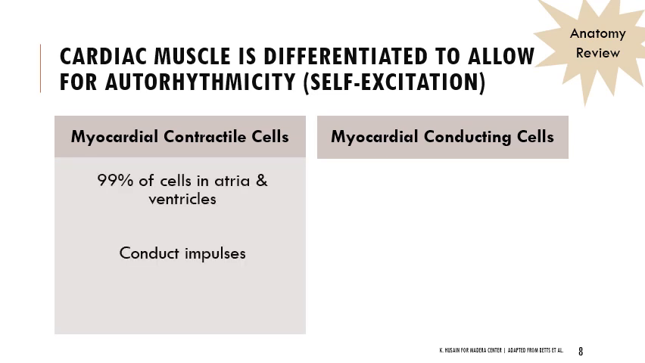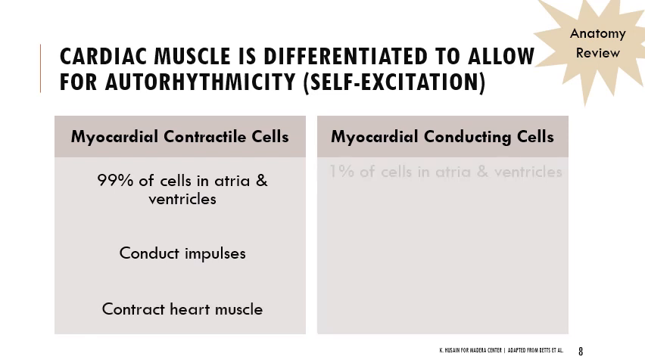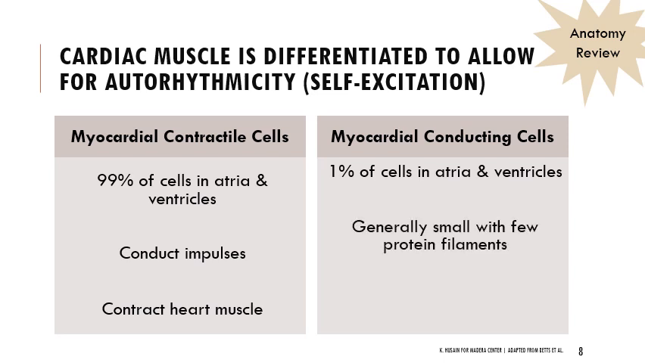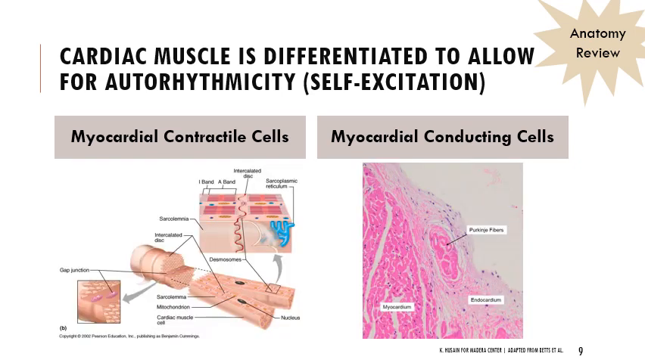The bulk of the cells in the heart are these contractile cells. They're able to conduct impulses, but they're not initiating them, and they contract heart muscle. The myocardial conducting cells are a smaller fraction of the cells, but they're going to make up a big system that we're going to talk about today. They tend to be pretty small. The exception to these are the Purkinje fibers that we'll talk about, and they're able to initiate and propagate action potentials. So this is just kind of a picture of those.